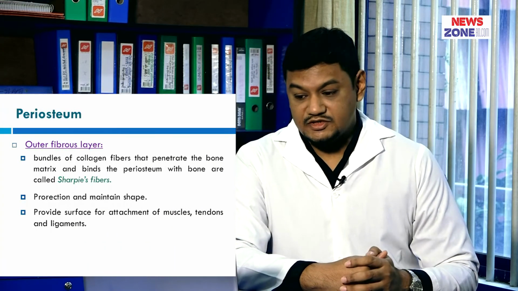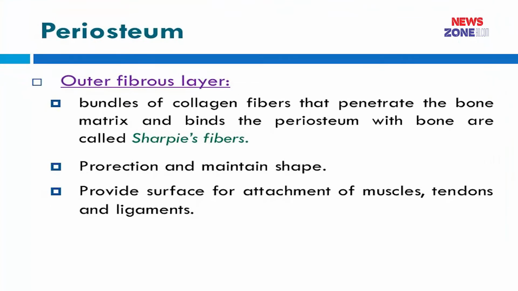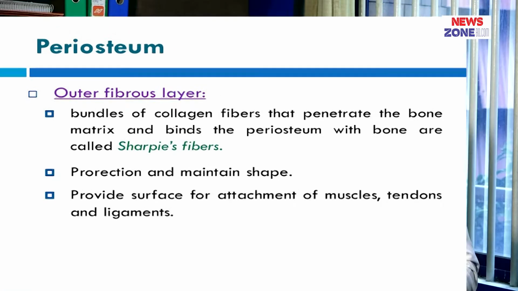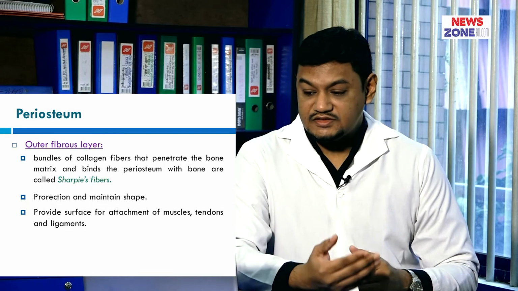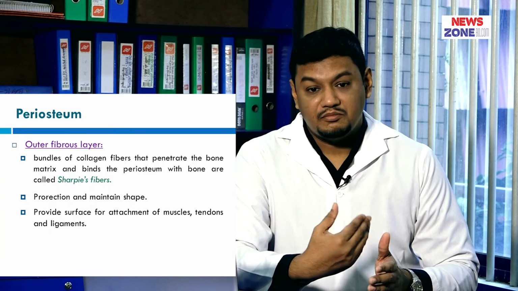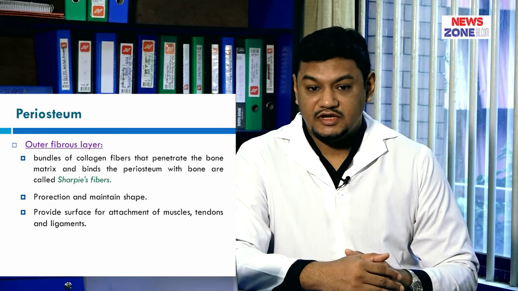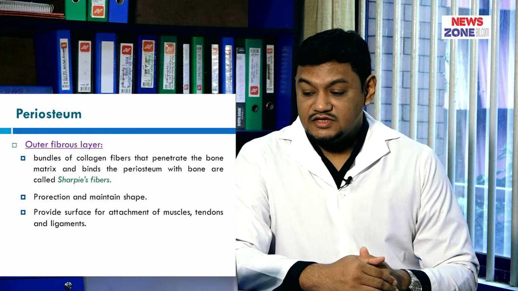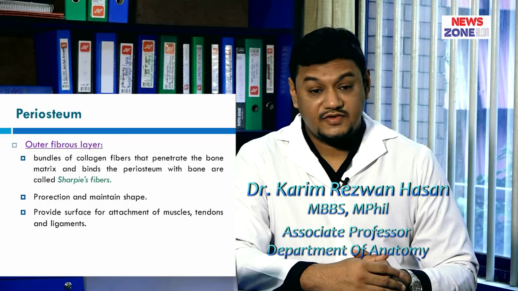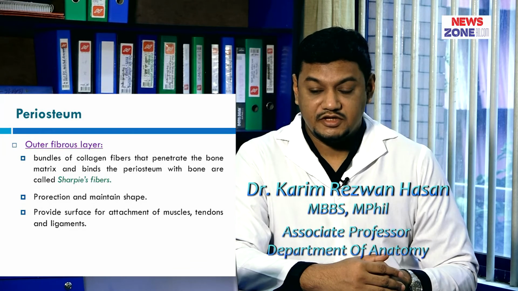Now, the outer fibrous layer. From our discussion, we already know that it is composed mainly of collagen fiber, and it is the strongest layer we can say. This outer fibrous layer is bound with the innermost layer by a particular type of collagen fibers, which is known as Sharpey's fibers. It is very important for the viva examination.